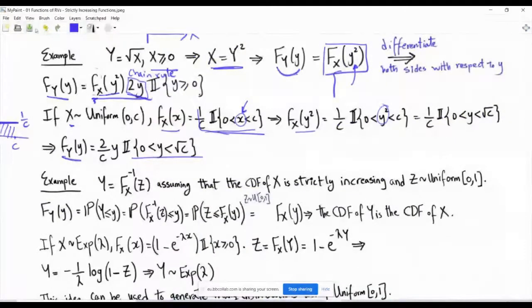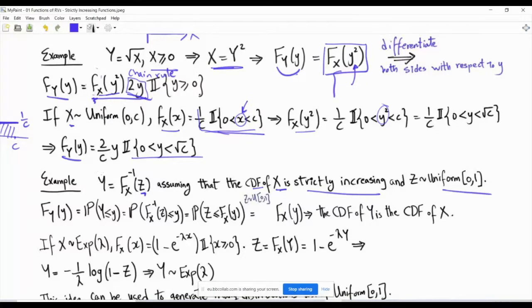Another example, which is very useful in practice actually: suppose that there is a random variable X whose CDF is strictly increasing. Okay, so it means that X is an absolutely continuous random variable. So the CDF is always increasing, no flat or constant parts. It's strictly increasing. Now, since again it's strictly increasing, there is an inverse, and let's apply this inverse to a random variable Z, which is uniform 0, 1.